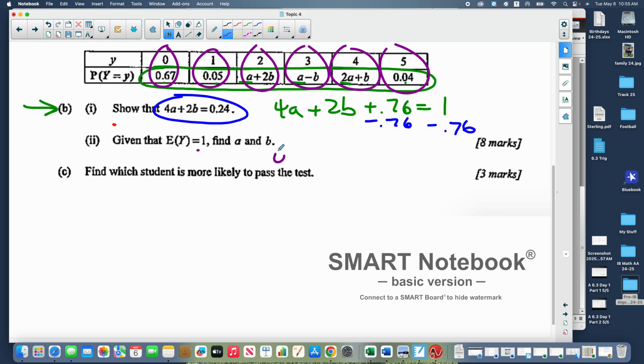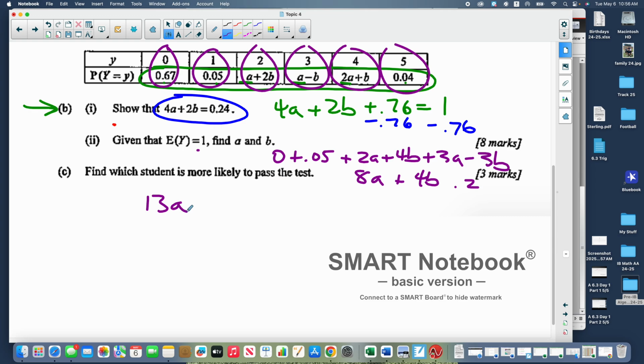So I have 0 plus 0.05 plus 2 times A and 2 times 2B, 3 times A and 3 times negative B, 4 times 2A, 4 times B, and then that would give me 0.2 when I multiply those together. Everybody okay with what I did there? Yeah. I multiplied. I had to do a little bit of distributing. I'll put my A's together. So I have 10 and 3, so I got 13A. I've got 4B, 4B, and negative 3B, so I have 5B. Plus 0.05 and 0.2, so 0.25, and that equals 1.